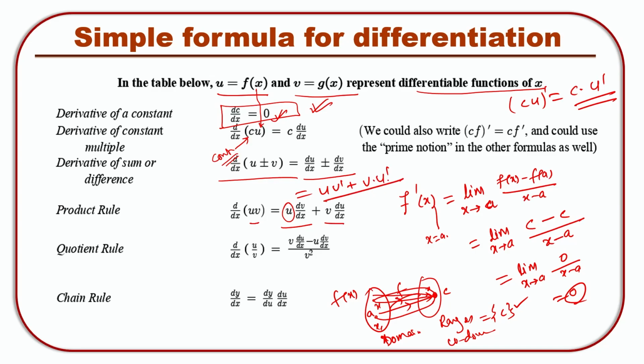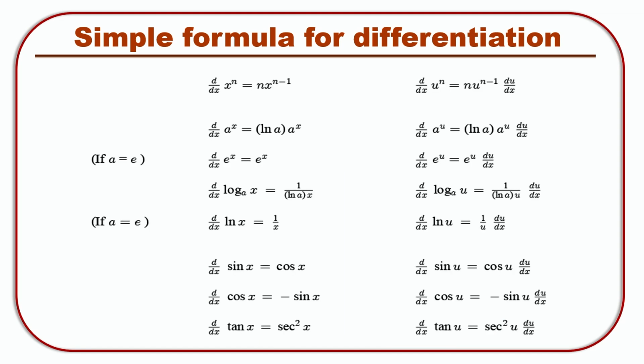Similarly, the quotient rule, as we have seen here: the derivative of the quotient u by v is equal to (v u' minus u v') divided by v square. That will be one formula. You have to remember this quotient and product rule. And then the chain rule, we have seen that you can include various intermediate variables in between, right?